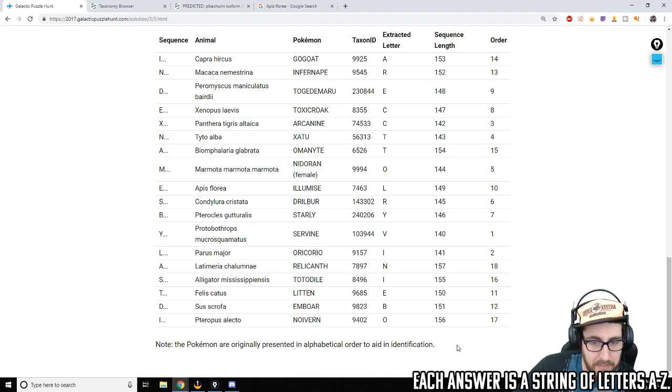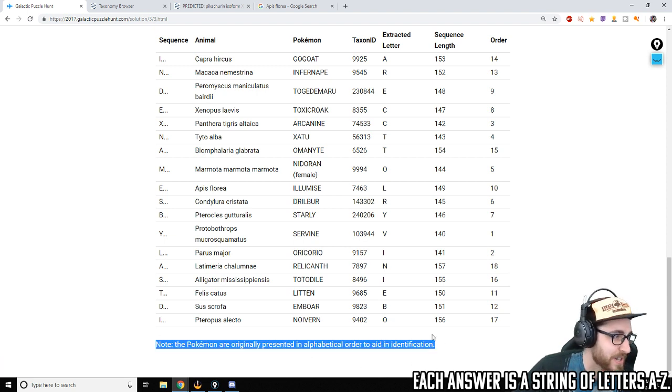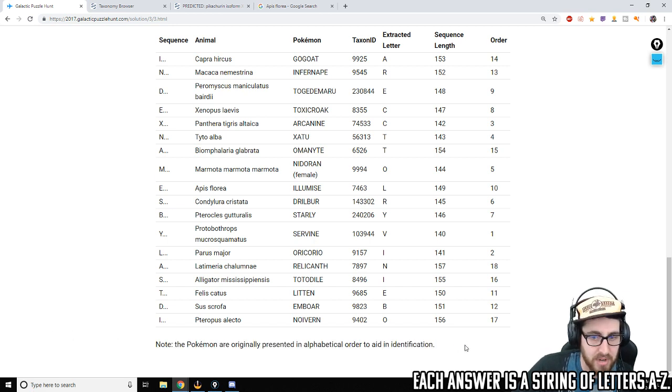Pokemon originally presented in alphabetical order to aid in identification. A bit of a red herring there. Something that would seem pretty significant, but they did that just for identification purposes. Interesting.